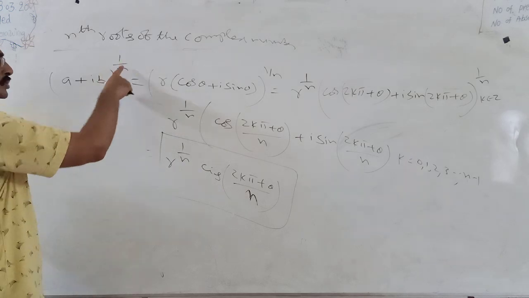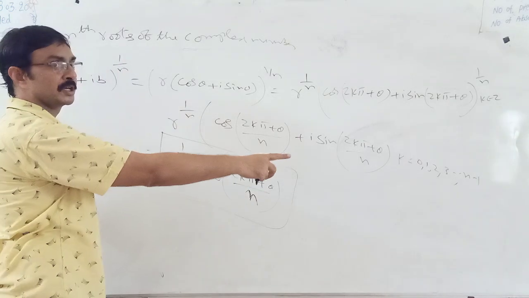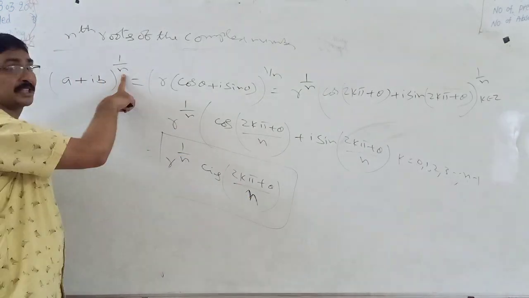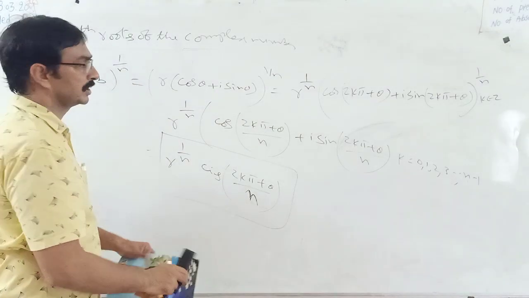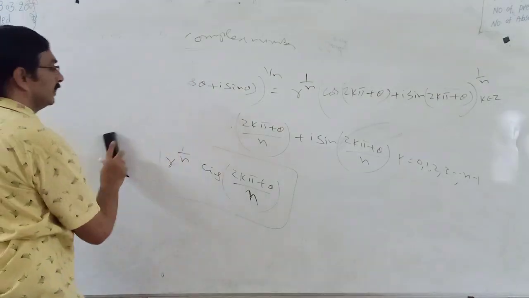Suppose we need fourth roots of unity, k equal to 0, 1, 2, 3. Suppose we need 10th roots of unity, k equal to 0, 1, 2, 3, 4, 5 and so on up to 9.